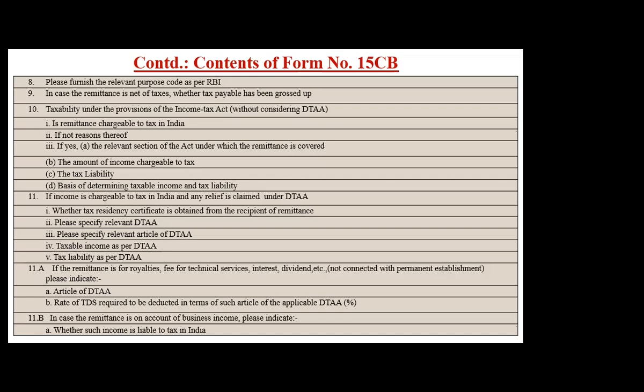You can just write the section number and the name, or you can write section 9, read with section 195, or if you know the particular section in which chargeability is determined, then you can write that particular section. But the word limit is very less, so you have to fit in your words in that only. Tax liability and the basis of determining why you are deducting that. Coming to 11, so 11 is for DTAA. 10 is for domestic tax, whether the income is chargeable under the domestic tax.